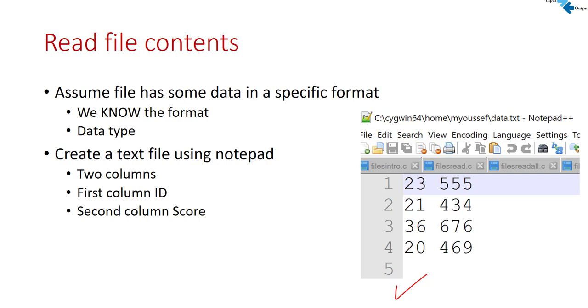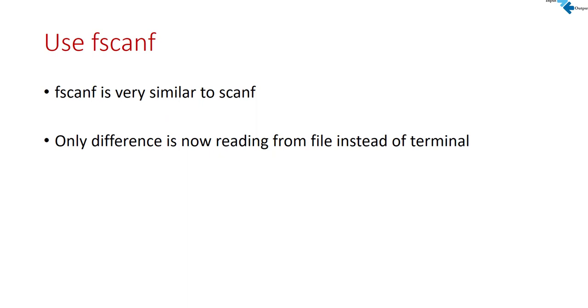So to read from this file, I will use something very similar to what we used before, which is scanf, but this time we will use fscanf, where the F at the beginning is just for file. So file scan, and that's it. This is the main function that we are going to use to get the data from the file. So let me just identify this.